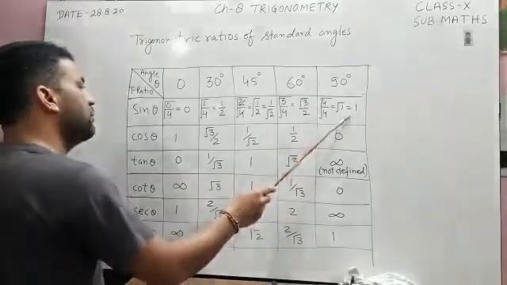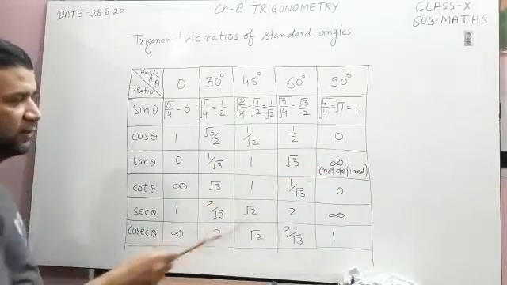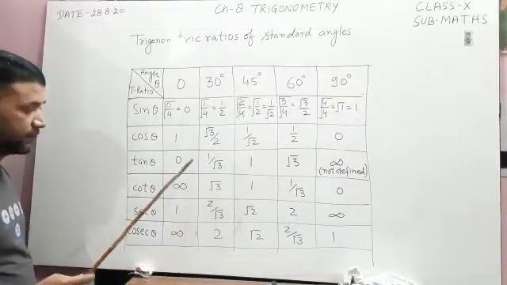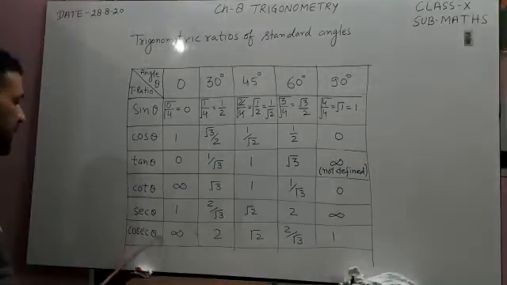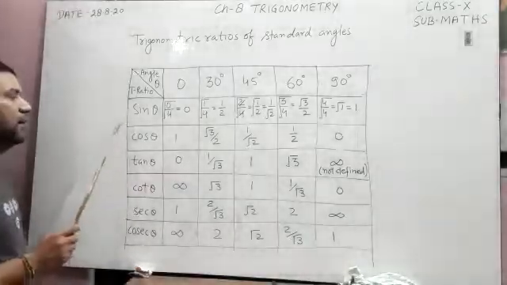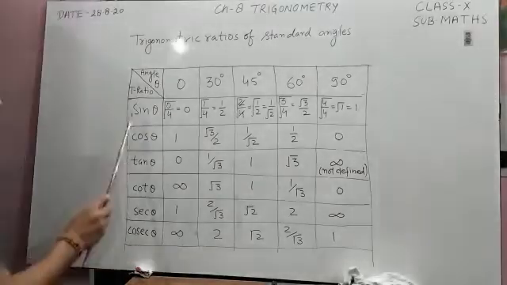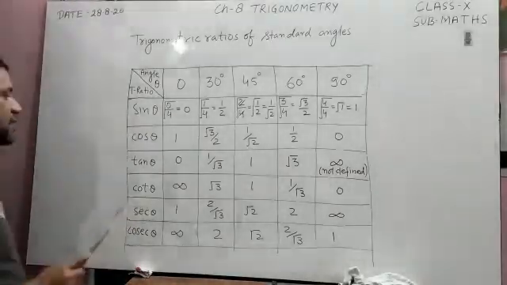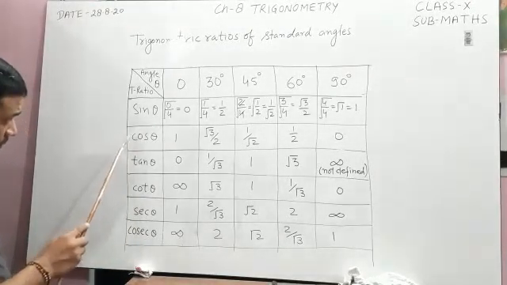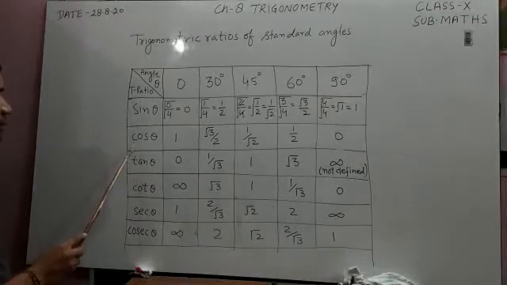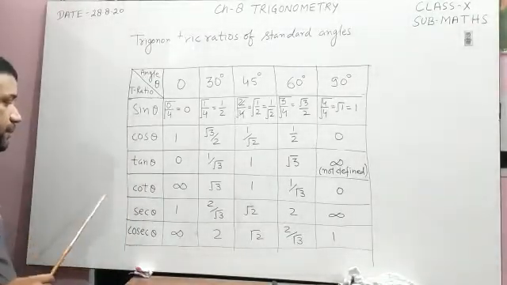And any number upon 0 is not defined. We also write as infinity. Now remaining 3 ratios can be found by the reciprocal of these 3, because cosec theta is the reciprocal of sin theta, sec theta is the reciprocal of cos theta, and cot theta is the reciprocal of tan theta.